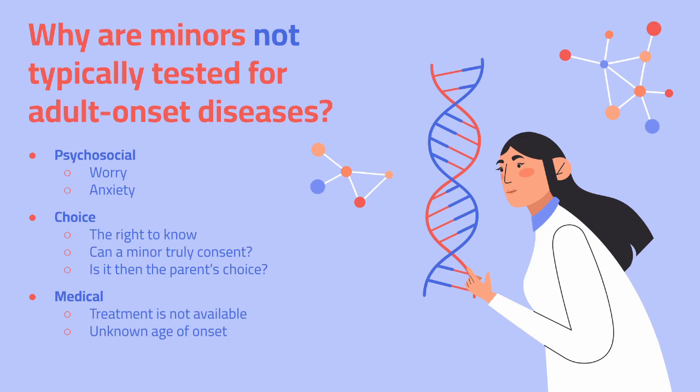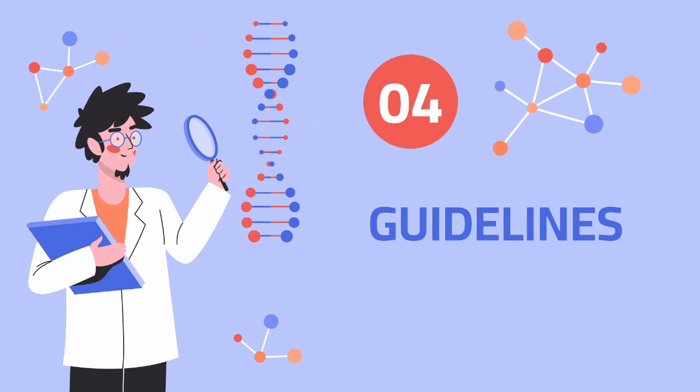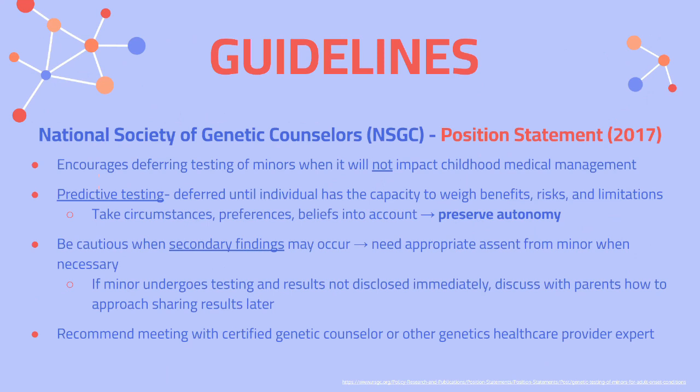So is there anything that can help in this decision? There are professional societies who have released position statements on this topic. The National Society of Genetic Counselors, better known as NSGC, released a statement in 2017 that discourages testing a minor unless it impacts childhood medical management. NSGC emphasizes patient autonomy, or the right to choose, and states that waiting until a minor can weigh the risks, benefits, and limitations is best.